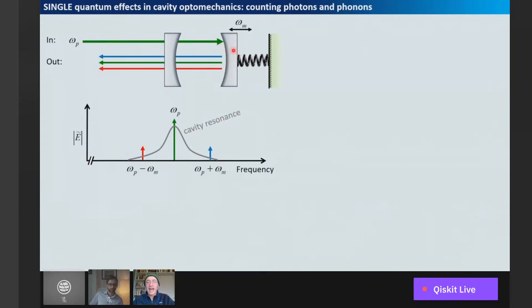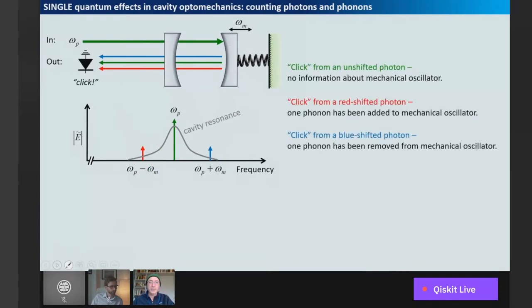On the other hand, if this cavity features a mirror that is not infinitely stiff but oscillates at some frequency omega m, then each green photon that comes in might scatter elastically and come out green, but it might also absorb a phonon from this mechanical oscillator's motion and come out blue shifted. This would result in a blue motional sideband of the light, or that green photon could come in and deposit one phonon worth of energy in this oscillator and come out red shifted as a red motional sideband over here.